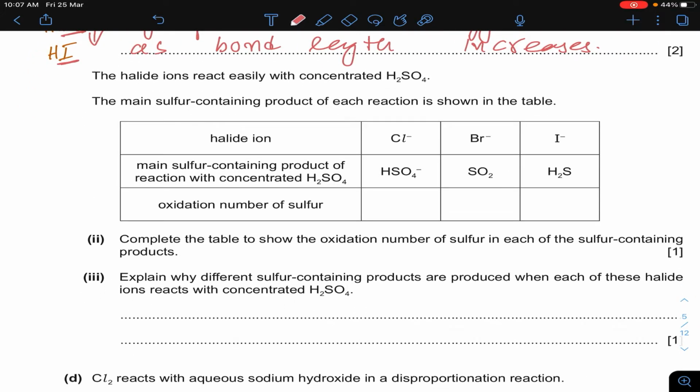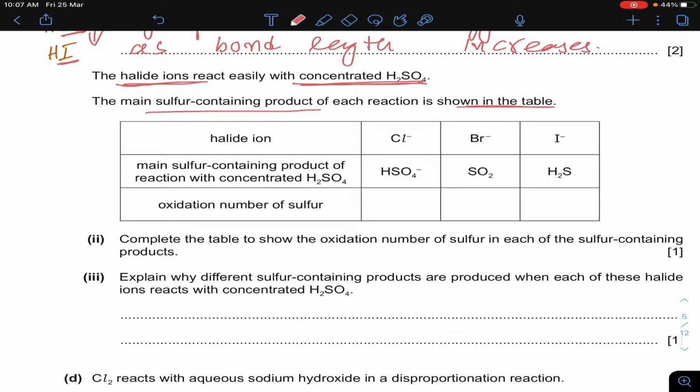Now, the next part is: the halides react with concentrated sulfuric acid. You all have studied the reactions of halogens with sulfuric acid, the reactions of halides with sulfuric acid. The main sulfur-containing product of each reaction is shown in the table.